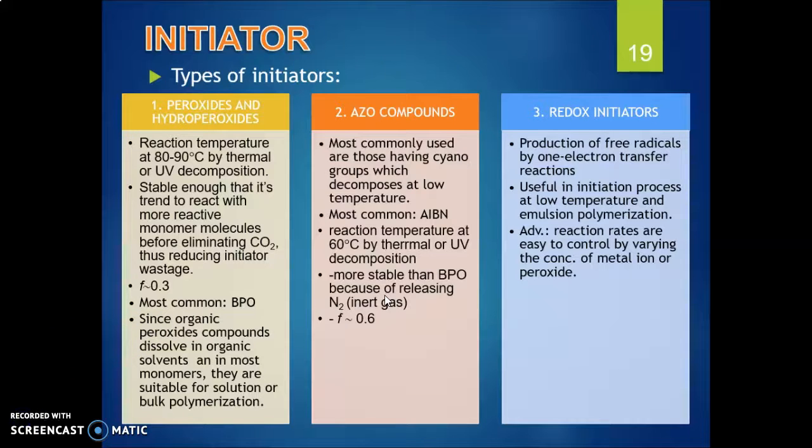The second type of initiator is azo compound. The azo compounds most commonly used are those having a cyano group, which decompose at low temperature. A type of azo compound is AIBN. AIBN stands for azobisisobutyronitrile.